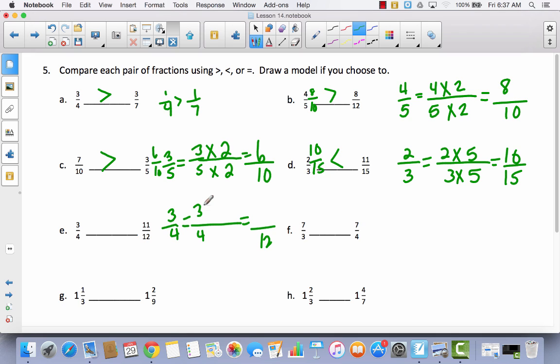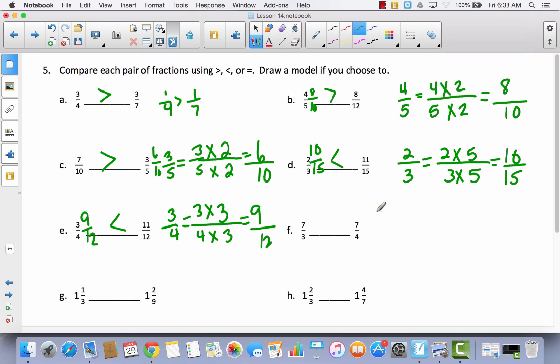What can I multiply 4 by to get to 12? I can multiply it by 3. And whatever I do to the denominator, I have to do to the numerator. So now I've got 3 times 3 is 9. So 3/4 is the same thing as 9/12. So which would be greater, 9/12 or 11/12? 11/12, because 11 would be more than 9 if the sizes of the pieces are the same.